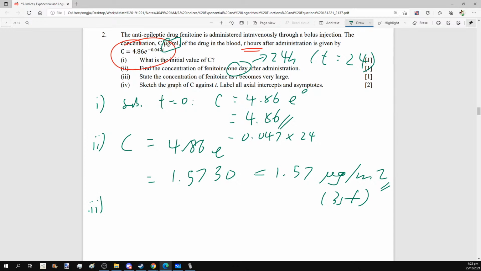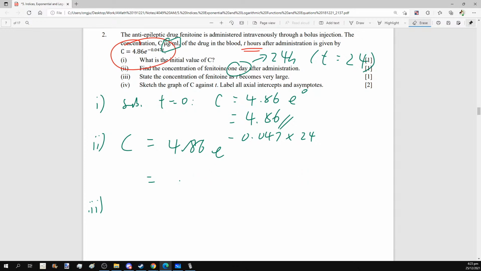Now the third part starts to get more interesting. It says state the concentration of phenytoin as the time t becomes very large. So you can informally imagine it as something like this. Let me first clear the screen. I have too much writing going on here. I'm going to need a lot of space.